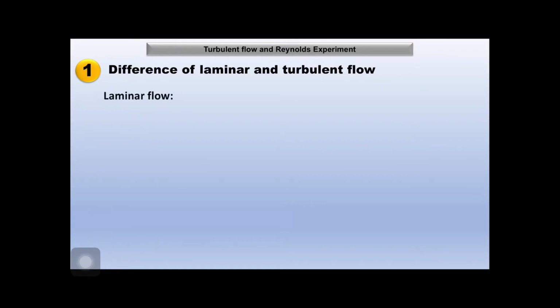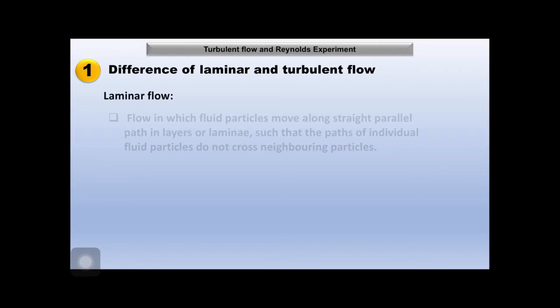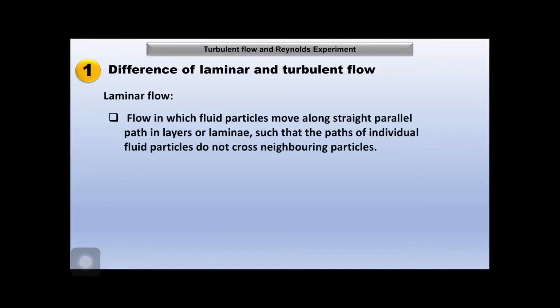Before starting the first point, we should know what a laminar flow is. As we know, laminar flow is the kind of flow in which the fluid particles move along straight parallel paths in layers or lamina, such that individual fluid particles do not cross neighboring particles. The definition is clearly understandable by reading itself.